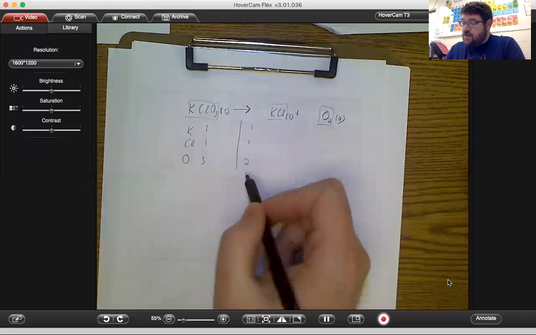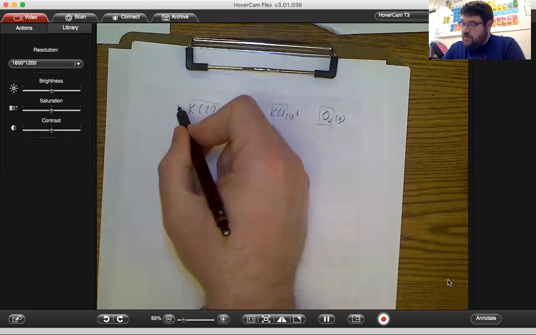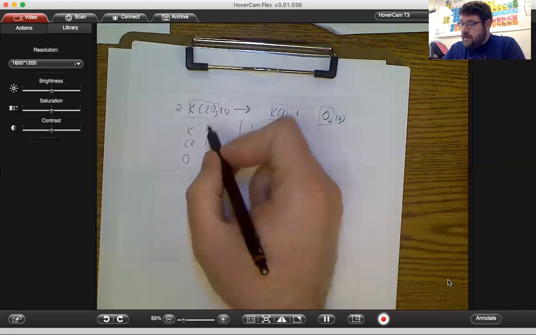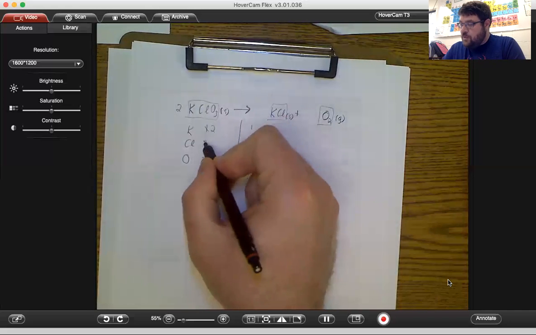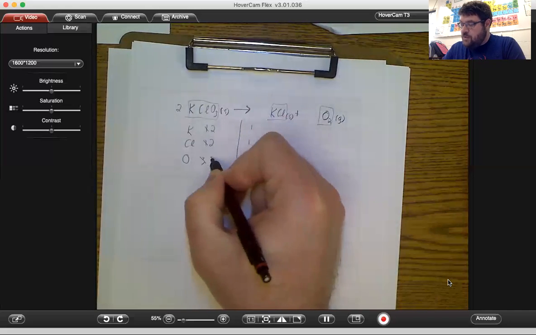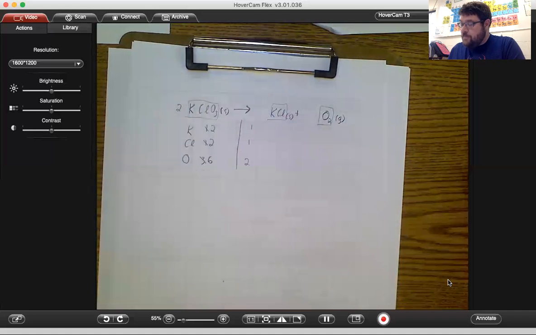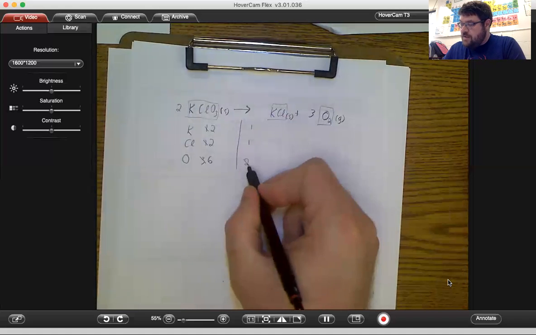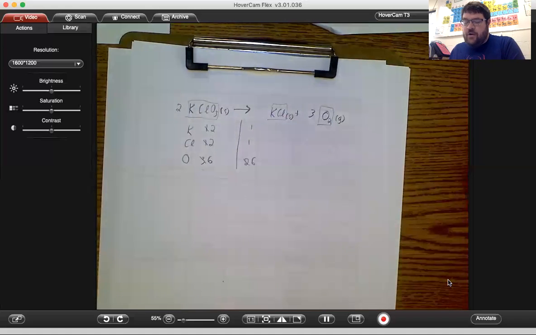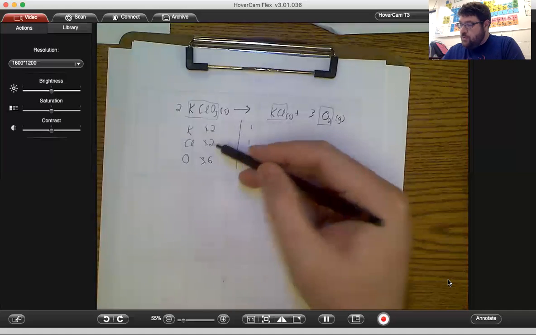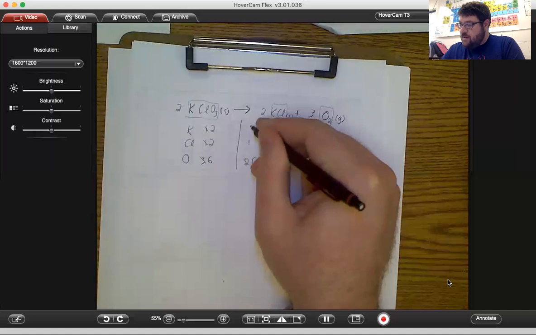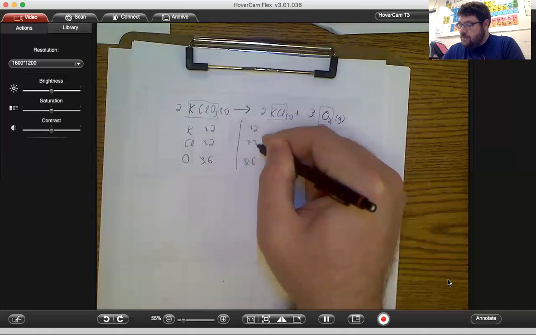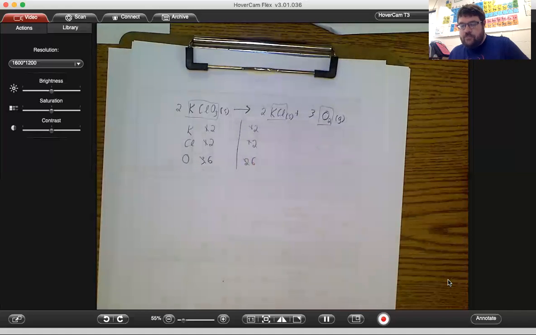3 and 2 on the oxygen, so we need to make this side into a 2 to change the potassium to 2, the chlorine to 2, and the oxygen to 6. We multiply this side by 3 to change my oxygens to 6. And now I need to go back and clean up the potassium chloride. They're both 2. Throw a 2 in front there. Everything is balanced.